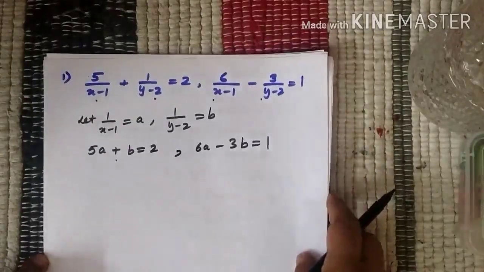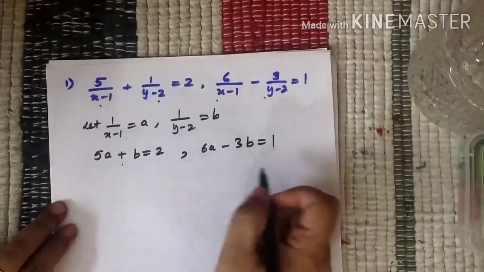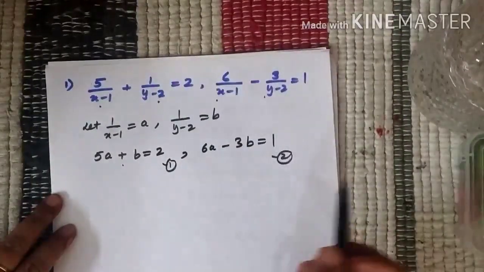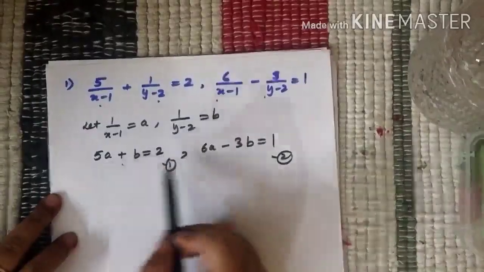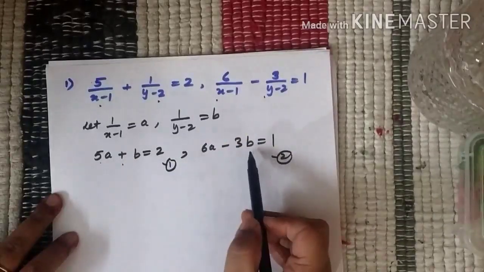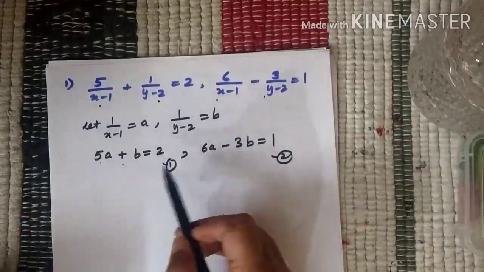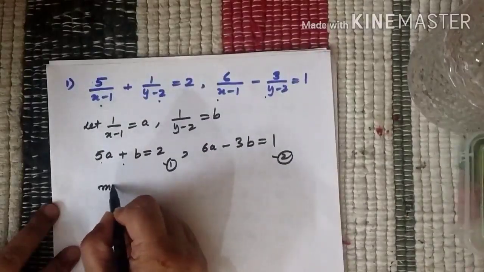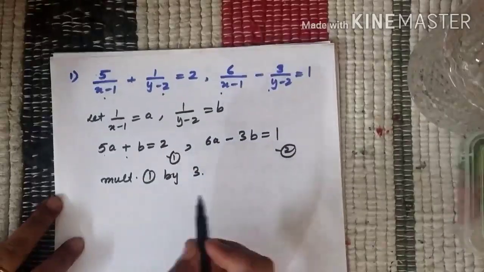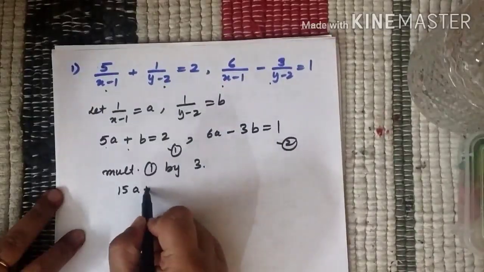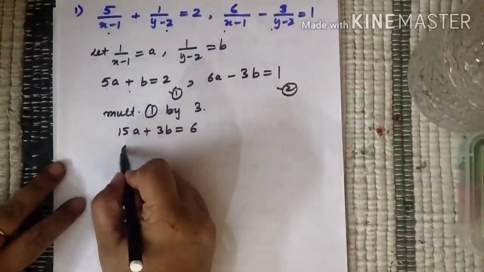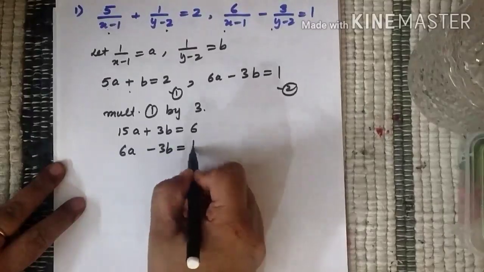That's a faster method. So if I need to apply elimination, how do we do it? This is 1, this is 2. I need to look at the coefficients of a and b. A is 5 and 6, b is 1 and minus 3. So I think I can eliminate b. So multiplying equation 1 by 3, what do I get? 15a plus 3b equal to 6. The other equation, 6a minus 3b equal to 1.